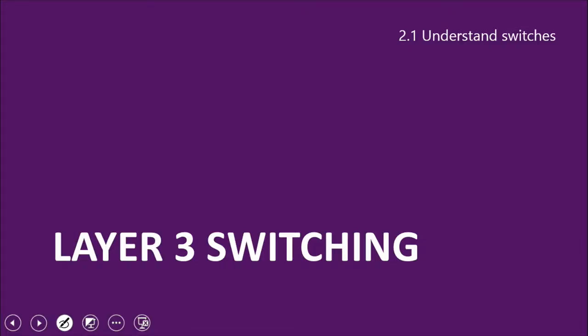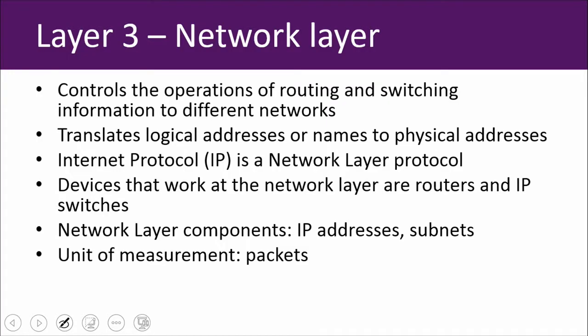All right, so layer 3 switching is a little bit different, okay? Layer 3 is the network layer. It controls the operations of routing and switching. It translates logical addresses or names to physical addresses or vice versa. So if you're receiving data, you're going to go from a physical address into a logical address. A major protocol that we're going to learn a lot about today, called the Internet Protocol, is a network layer protocol. Also IP is typically what it's referred to as.